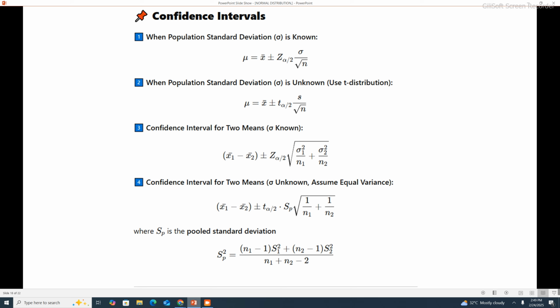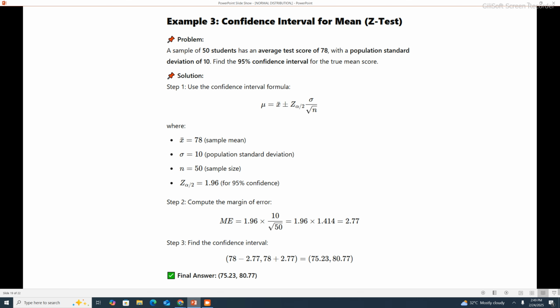When you have your population standard deviation known, you will use this. When you don't know the standard deviation, you use the t-test. When you have two means and it is z, this is how you do it. When you have two means and it is t, this is how you do it. You understand? And this is what we call the pooled sample. I will do a separate video on this confidence interval because of our time.